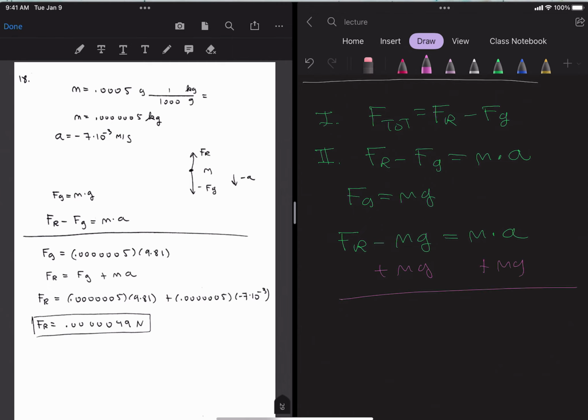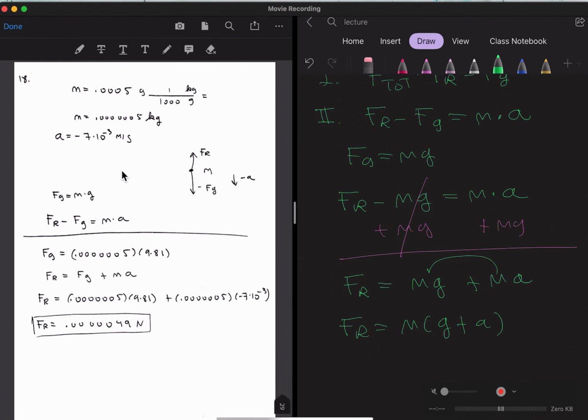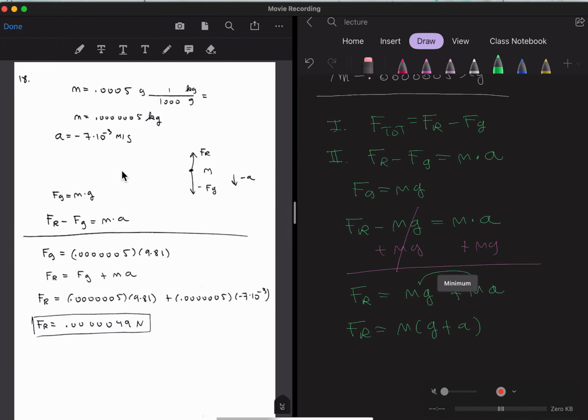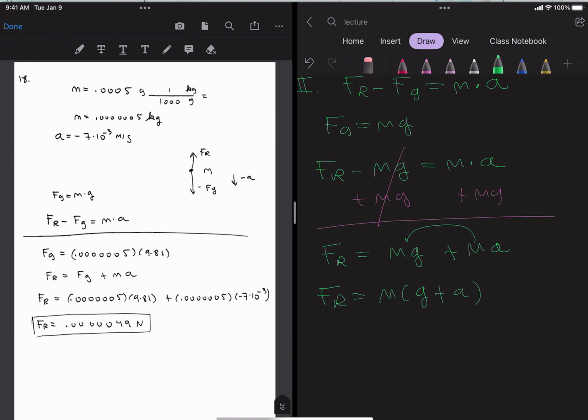so that they cancel. And so then air resistance is going to be ma, or mg here, plus ma. And the other thing is take out the common factor of m. So then air resistance is going to be m times g plus a. And so we can plug in here.